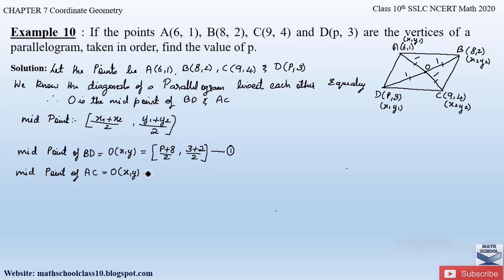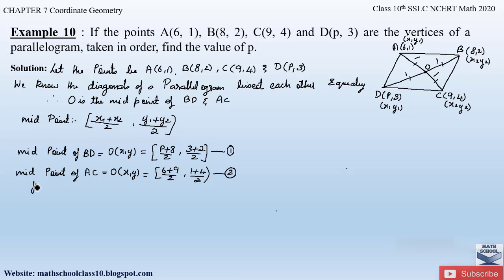That is the coordinate of point O is what? x, y equal to x1 plus x2. Here x1 is 6 and x2 is 9. So (6 plus 9) by 2, and (y1 plus y2) is (1 plus 4) by 2. So let this be equation number 2. So here we are finding out in both the cases the coordinates of point O.